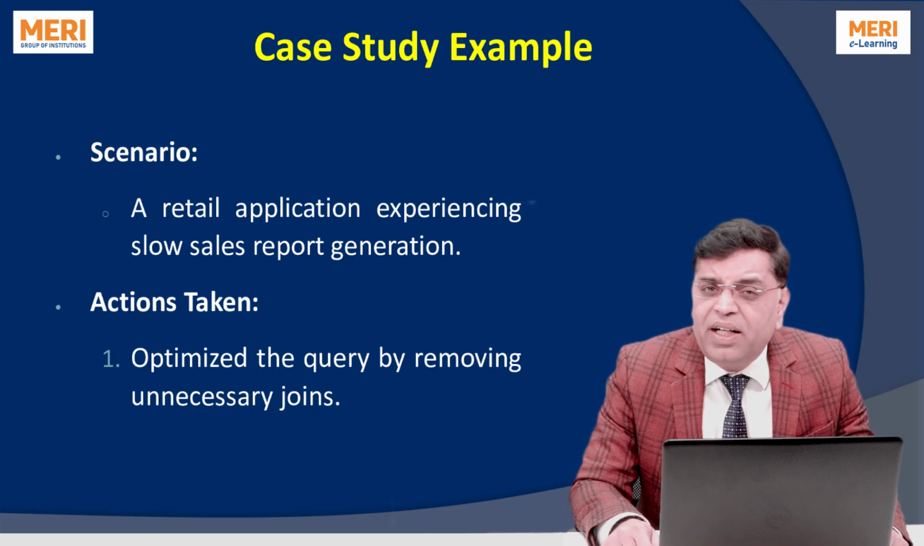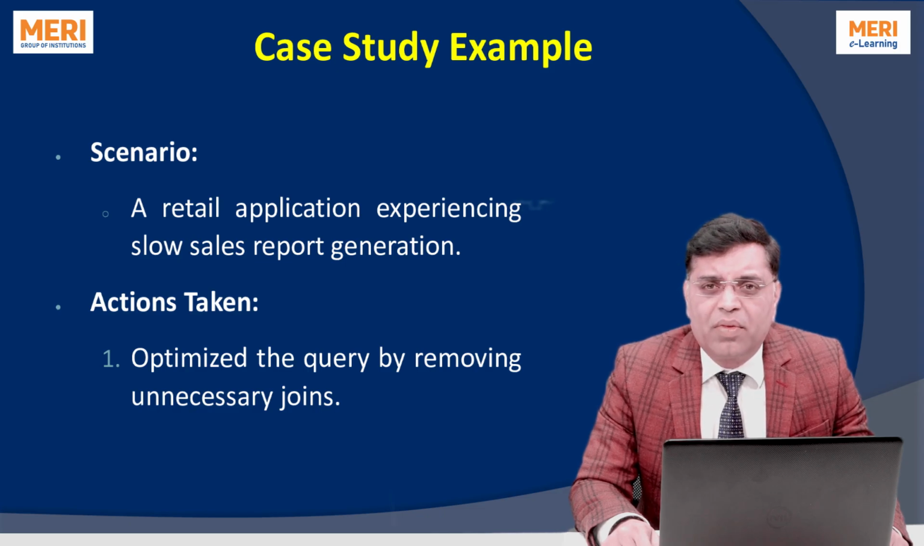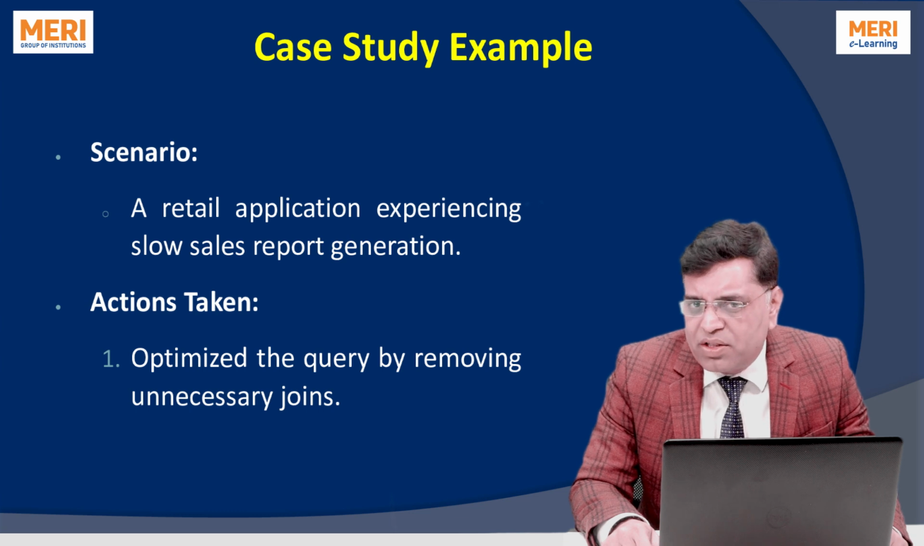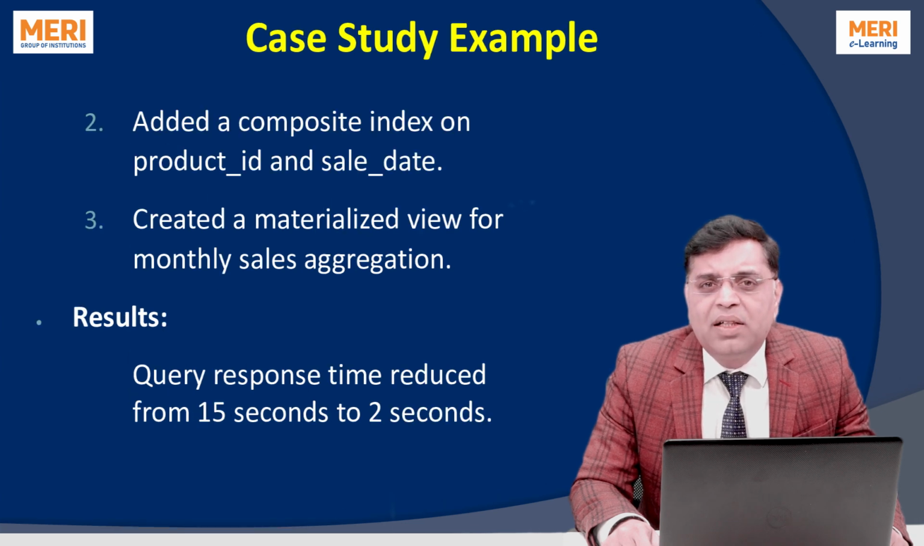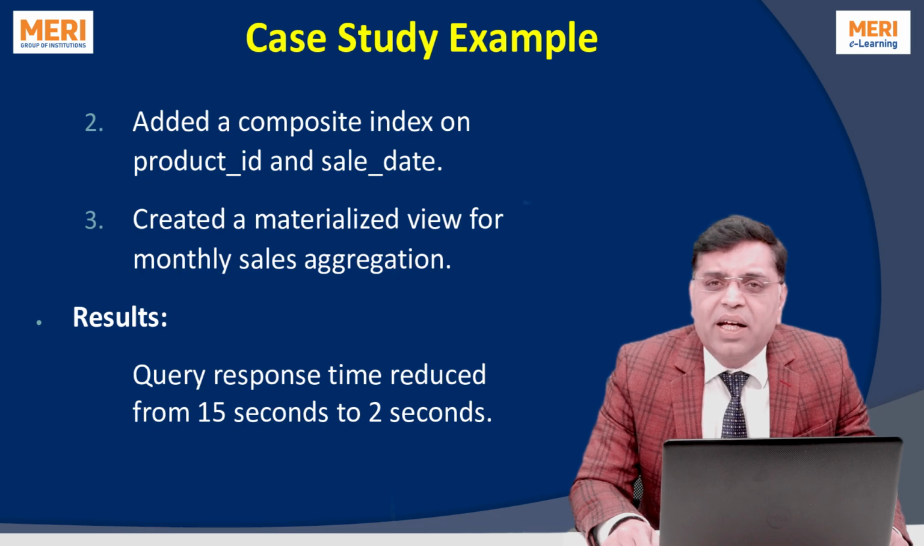Rewriting the query removed redundant joins, and creating a composite index on product ID and sales date accelerated filtering. Introducing a materialized view with pre-computed monthly totals significantly reduced query complexity. The final result improved the response time from 15 seconds to 2 seconds, enhancing the overall user experience and decision-making speed.